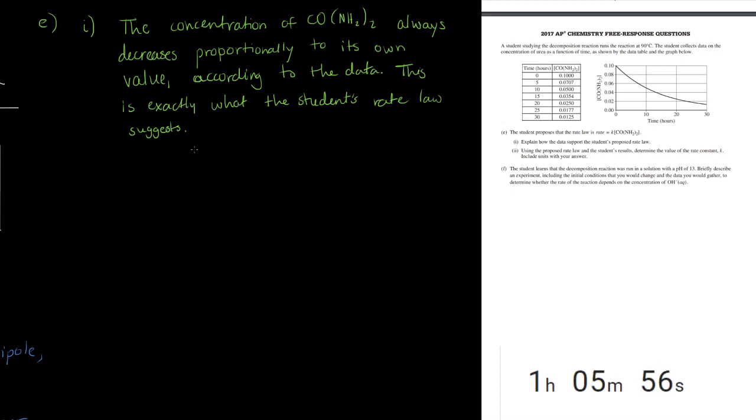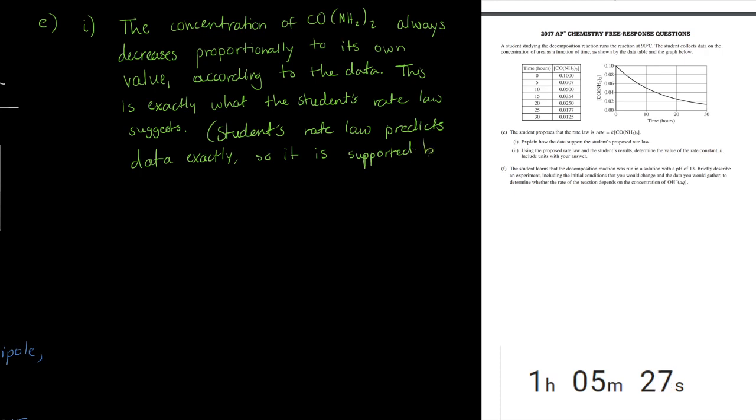So we're essentially just showing the student's rate law predicts the values, so it must be correct. So I'll just add that. Student's rate law predicts data, so it's correct. And I'll add an "exactly" because it is exact. So it is supported by the data, to say the least. Not just here. So it is supported by the data. All right, that's more than enough time to spend on this part.